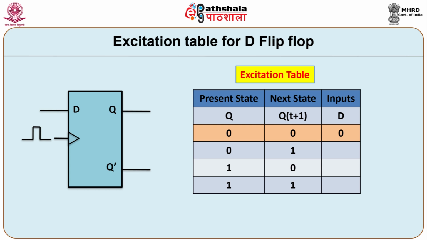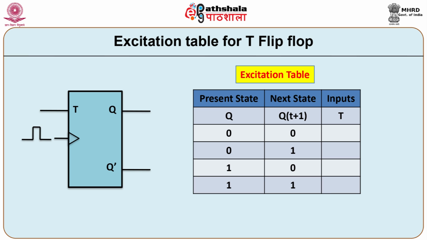If both present and the next states are equal to 0, then D input should be 0. If present state is 0 and next state 1 is desired, then D input should be 1. Transition of present state 1 to next state 0 can be obtained by setting D input to 0. The D input should be 1 for 1 to 1 transition of present to next states.